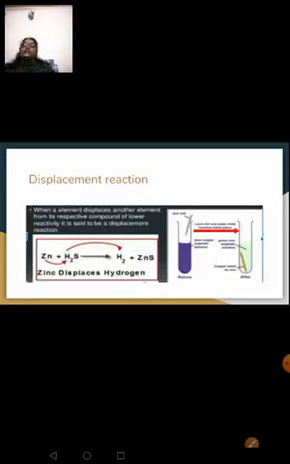Next, it's displacement reaction. We have seen this already. You know that in this, a more reactive element displaces a less reactive element. An activity was shown to you.